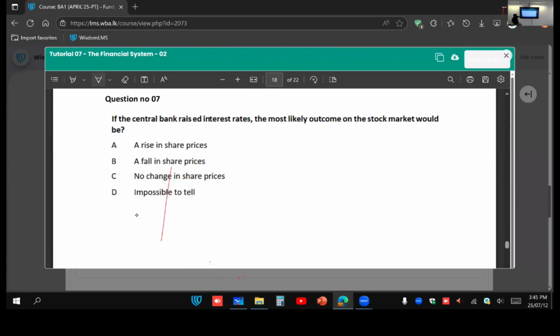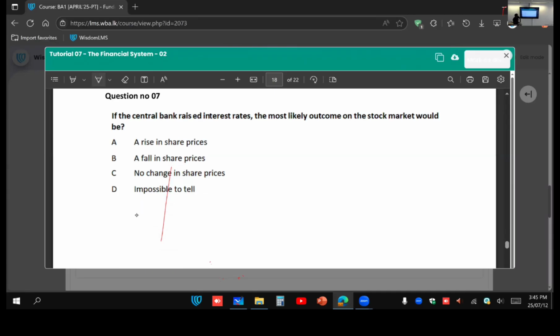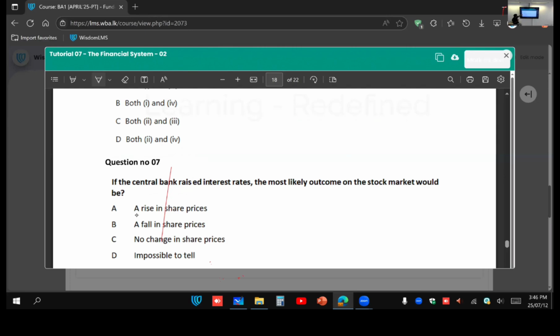Question number 7. If the central bank raise, see how they have written raise, it's incorrect, right? If the central bank raised interest rates, what is the most likely outcome on the stock market? Same question. This was there previously also, right? Central bank raised interest rates.